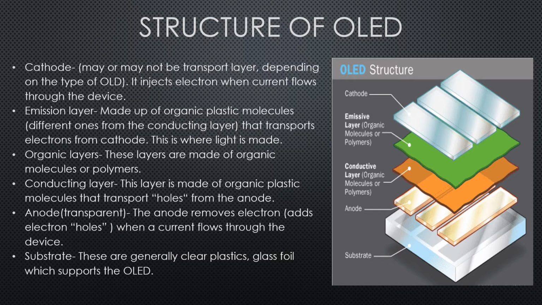The third layer is the organic layer. These are made up of organic molecules or polymers. Fourth is the conducting layer. It is made up of organic plastic molecules that transport holes from the anode. The second last layer is the anode. The anode removes electrons when current flows through a device. And the last is the substrate, which are clear plastics or glass foils, which support the OLED.